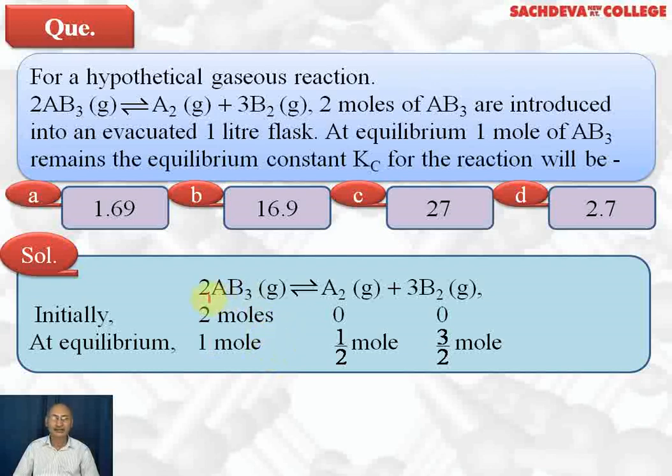Now see the balanced equation. 2 moles of AB3 will give you 1 mole of A2. 1 mole of AB3 will give you half mole of A2. So half mole of A2 is the concentration at equilibrium. Similarly, 2 moles of AB3 gives 3 moles of B2. 1 mole of AB3 will give you 3 by 2 moles of B2, and we will get 3 by 2 moles of B2 at equilibrium. This is the way of calculating concentration of reactants and products at equilibrium.